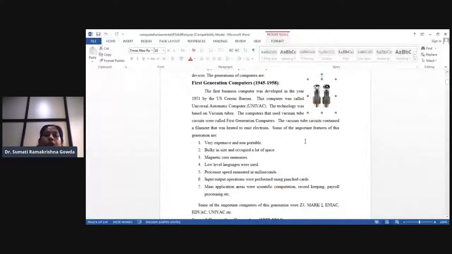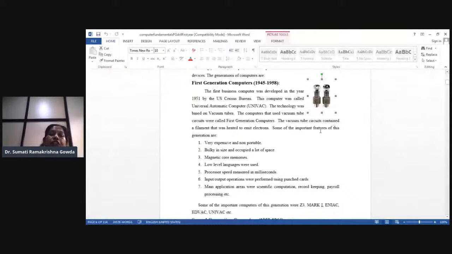The vacuum tube circuits contained a filament that was heated to emit electrons. See, you can see a small filament, just like a bulb, which emits a lot of electrons, which generates a lot of heat. You cannot sit 2 to 4 hours continuously in front of computers and work. That was the disadvantage during this time.